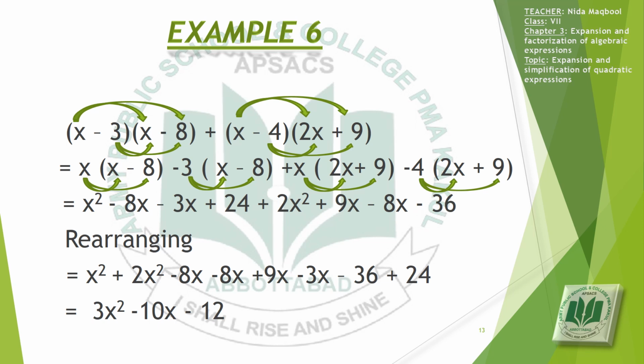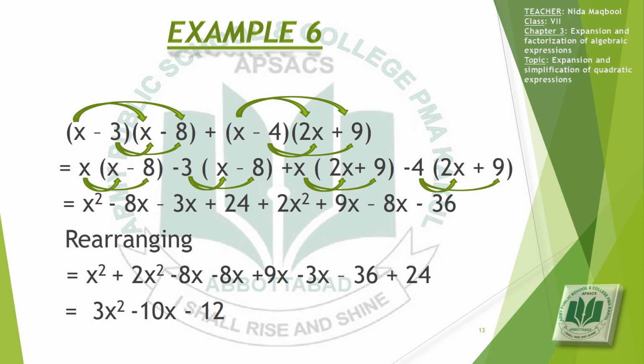Similarly, when the two brackets would be multiplied, x would be multiplied with 2x, resulting in 2x square. X when multiplied with 9 would give us a positive product 9x. Similarly, minus 4 would be multiplied with 2x and the product would be a negative 8x. Minus 4 when multiplied with plus 9, the product would be negative 36.